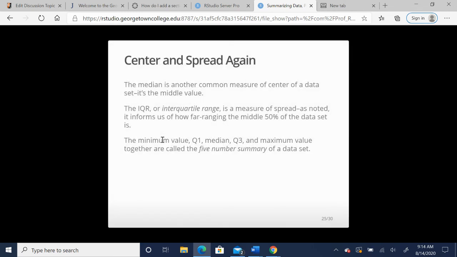The median is another way of talking about the center of the data, the middle value. The IQR is a measure of spread. The minimum value, Q1, median, Q3, and maximum, together we call the 5-number summary of a data set. Just like when we talked about mean as a measure of center, we had to talk about standard deviation as some idea of the spread. The same thing happens if we're discussing median as the center of the data. IQR is a measure of the spread of the data about the median.